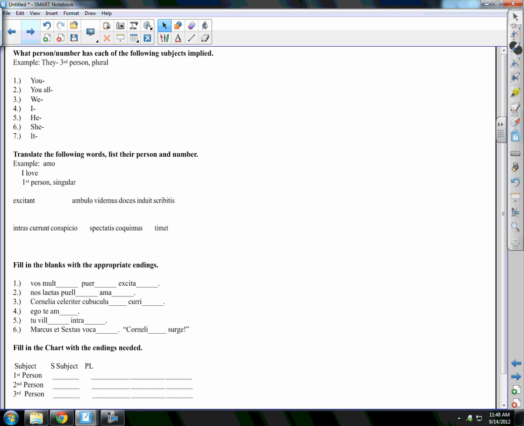Now, I'm going to let you hit pause right here, and I want you to go through all of these right here. Take, I don't know, 10 minutes to get as many of these as you can, and then I'm going to go over it with you. So hit pause, work these on your own sheet of paper, and I'll go over them. Pause now.